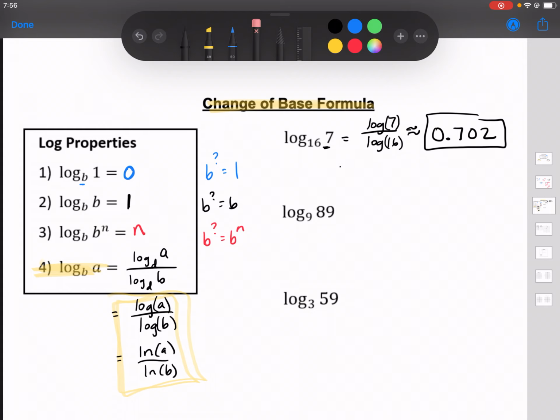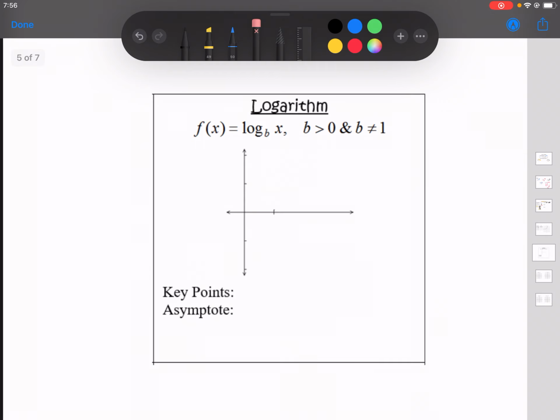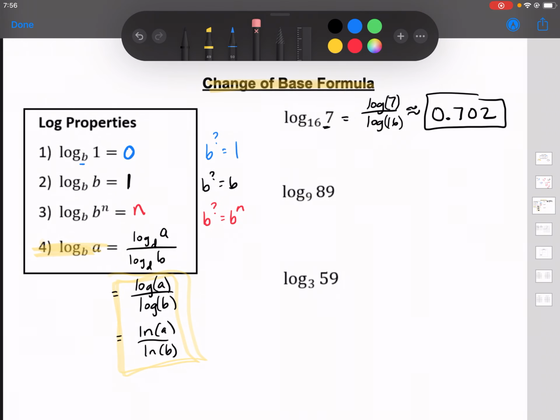And I should have stated that the reason you use change of base is because sometimes they're not easy to evaluate like these other ones. So you use the change of base to find ones that don't work as well. So for instance, 9 to what power gives us 89? We know 9 squared is 81, so it has to be something bigger than 2. So let's find out. I'll do log of 89 over log of 9, and I'll type that into a calculator. And I get approximately 2.043.